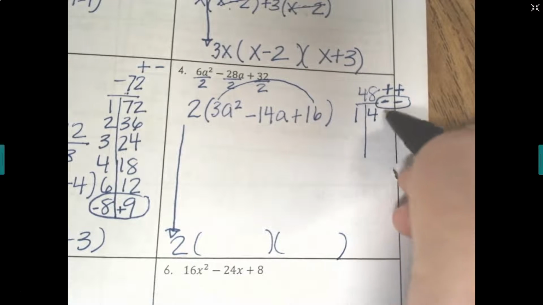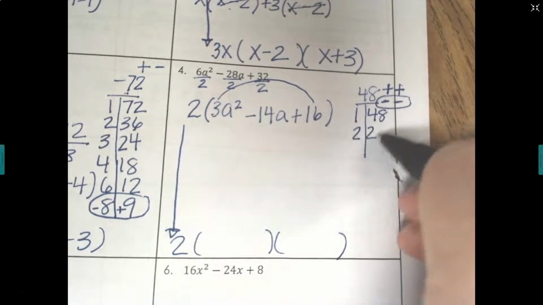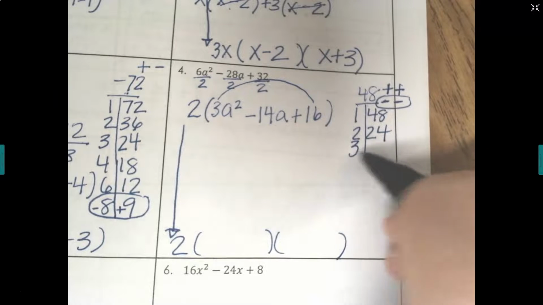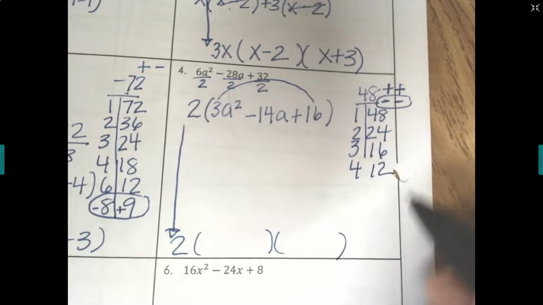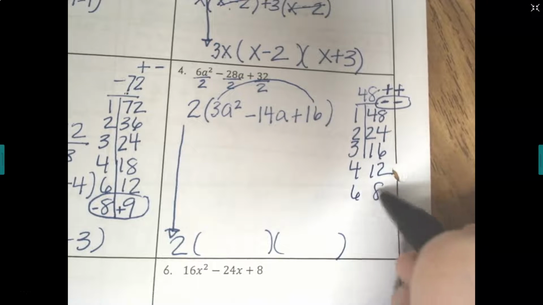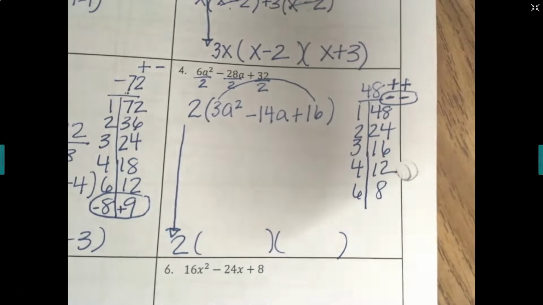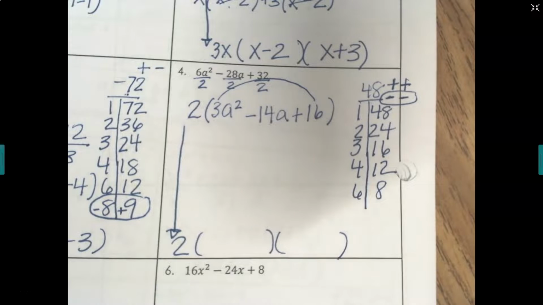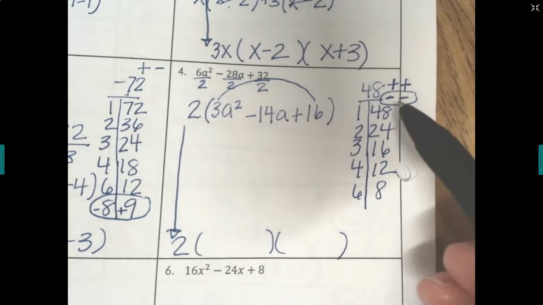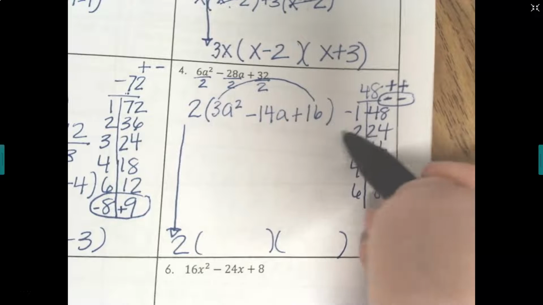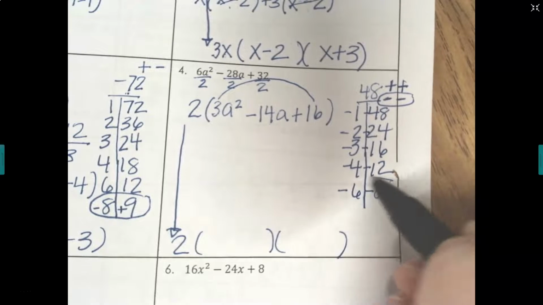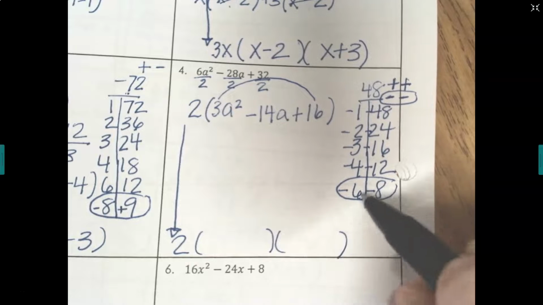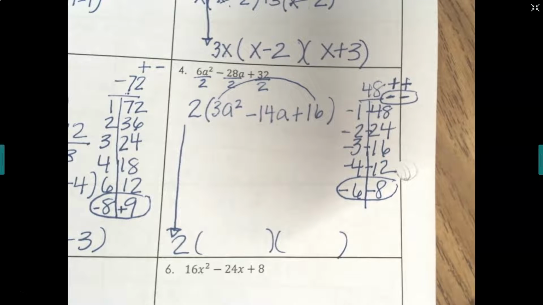So I have 1 times 48, 2 times 24, 3 times 16, 4 times 12, and 6 times 8. Those are all my factor pairs that will give me 48. I need two of them that add to negative 14, and they have to both be negative. So if these are both negatives, which pair will work? It will be this pair right here. Negative 6 minus 8 is negative 14.